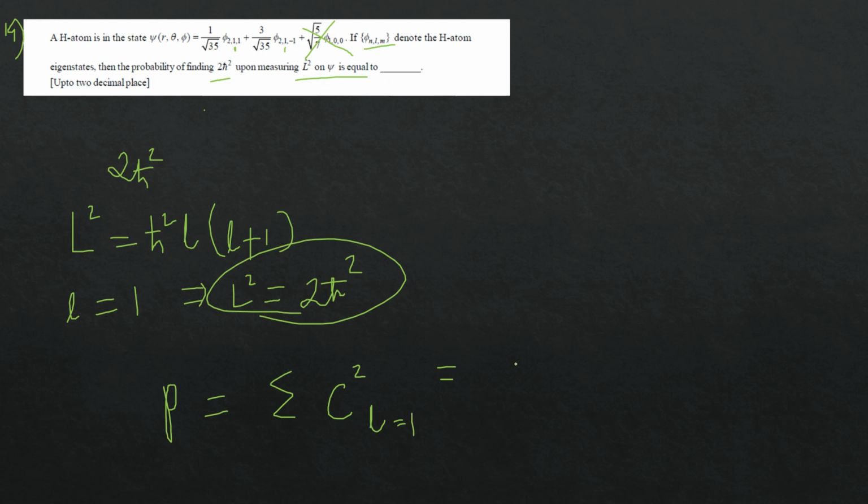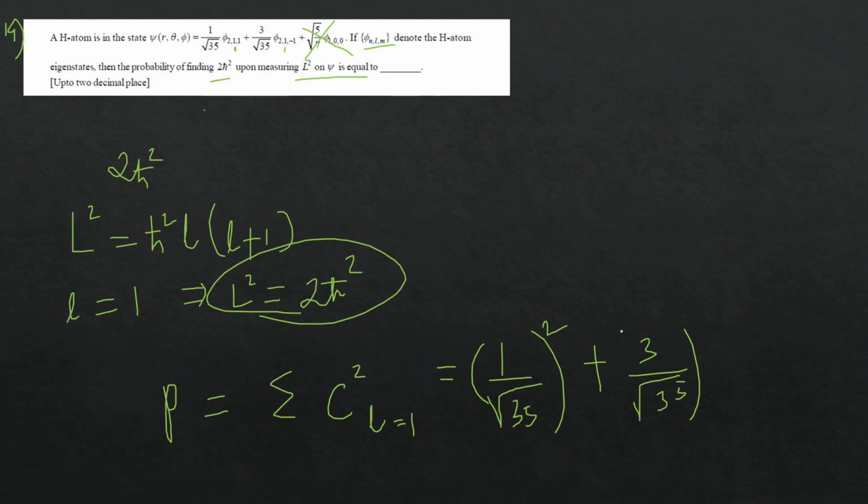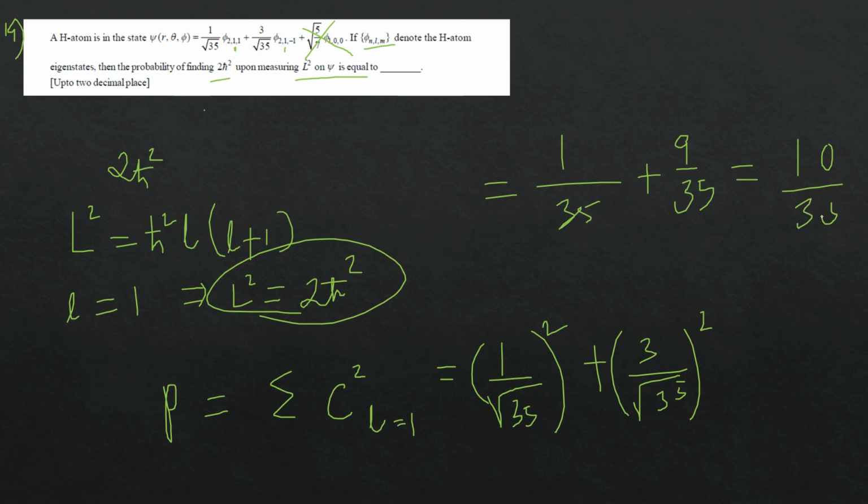So summation of c square: 1 by root 35 square plus 3 by root 35 square. Alright, so this will become 1 by 35 plus 3 square means 9 by 35. 1 by 35 plus 9 by 35 will become 10 by 35. The answer will be 10 by 35, and if we simplify it, we get 0.29. Okay, that will be the answer. The answer will be 0.29.